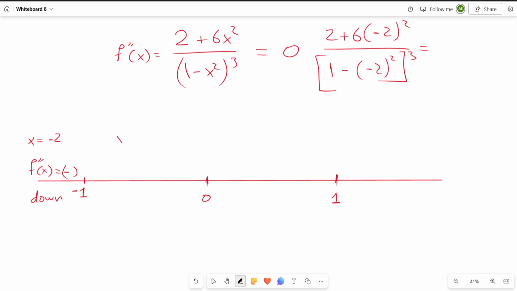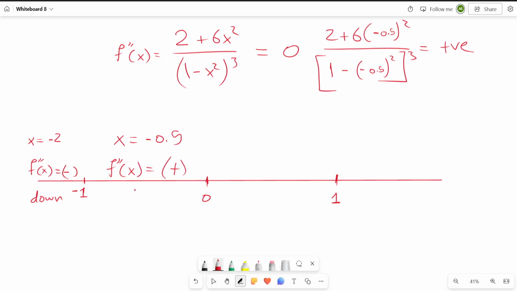Let's test the point over here. So let's say x equals negative 0.5 as well. If I put x equals negative 0.5 over here, I'm gonna find a positive value. So here f double dash of x is positive, which means that this part is gonna be concave up. Let's test x equals 0.5. Again, 0.5 or negative 0.5 is the same because this is squared, so it's gonna give the exact same answer.